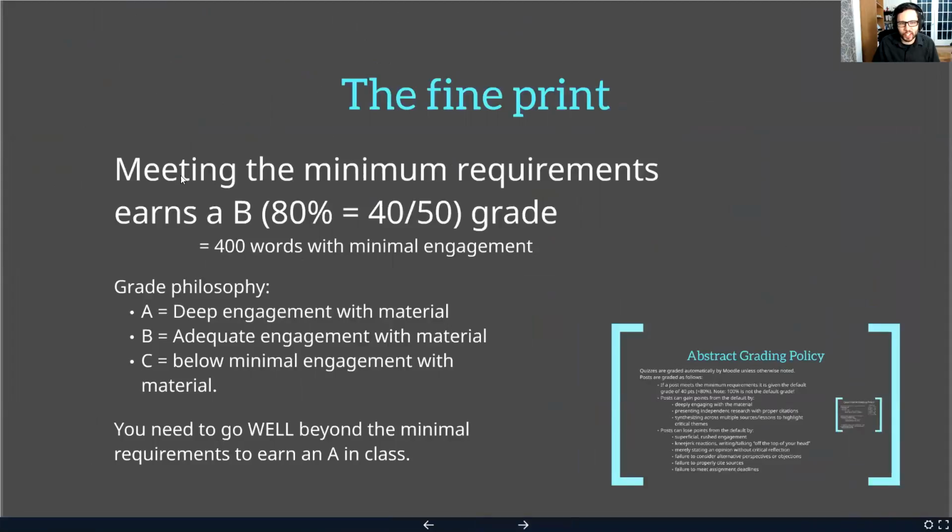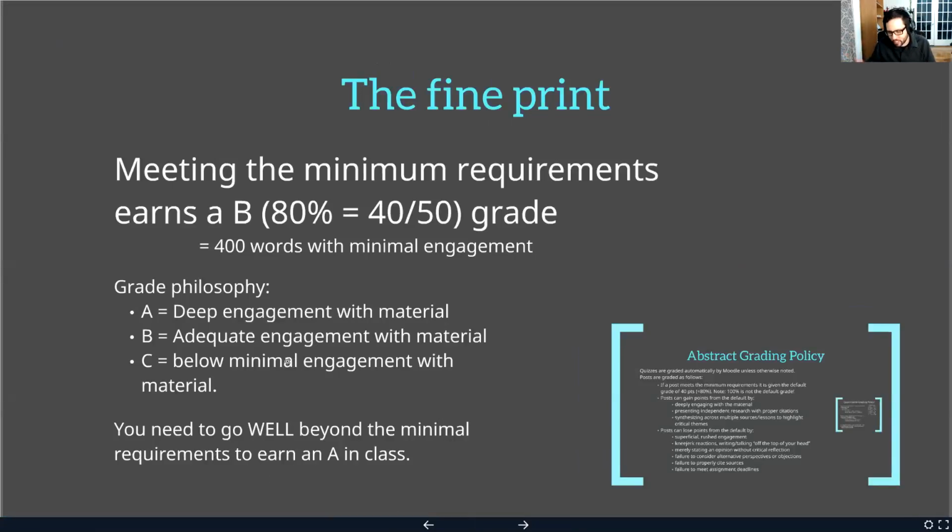In case you missed that, one more time, meeting the minimum requirements, 400 words with minimum engagement with some of the sources, that's a B grade, 40 out of 50. If you want better than a B grade, then you're gonna need to do more than just that, 500 words maybe, deeper engagement across multiple sources, right? So A level work is deep engagement with material. B-level work is adequate engagement with material. C-level work is below the minimum engagement. So if you're far under 400 words, if you're not really talking about the material, but just sort of talking about the topic, right? That's below minimal engagement. So you need to go beyond the minimum to earn an A in the class.